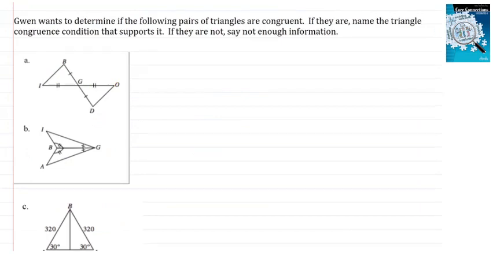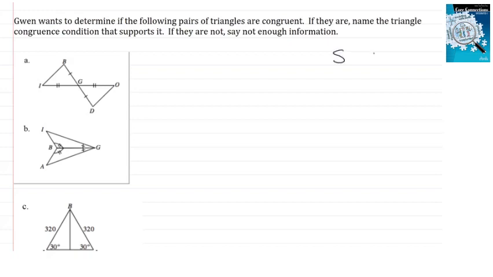So there's 4 different sets of triangles here that potentially could be congruent. If they're congruent, I would like for you to give me the triangle congruence condition that supports your conclusion. And let's just review those. There's 5 of them that we have.